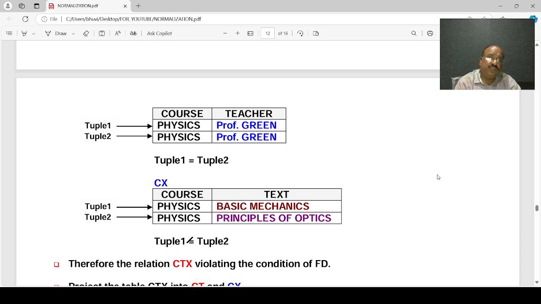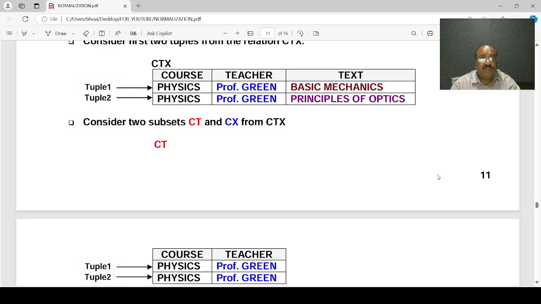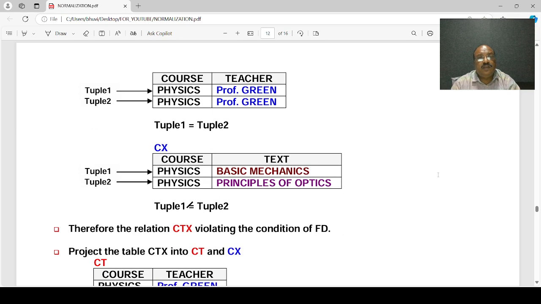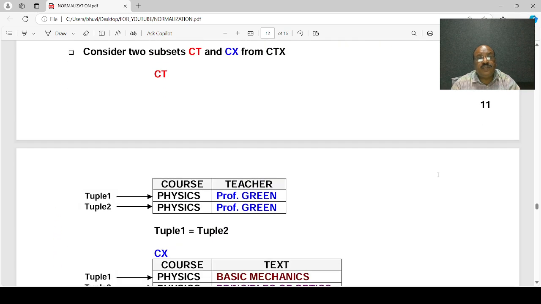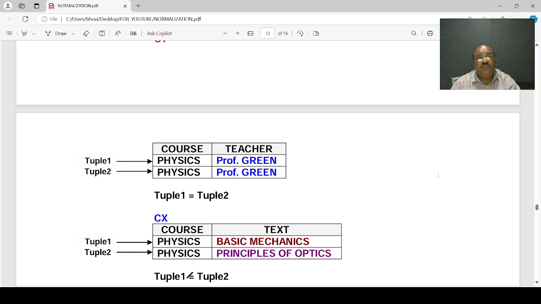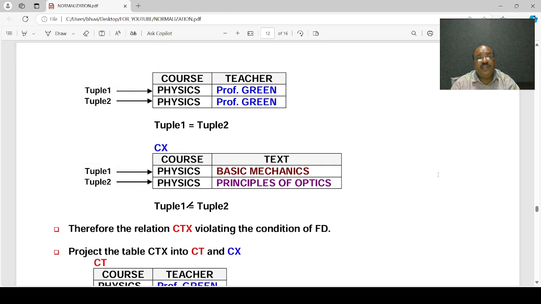I am inferring both subsets CX and CT from CTX, but one rule is applied for CT, and the same rule is not applied for CX. In subset CT, tuple 1 is equal to tuple 2: Physics Professor Green is equal to Physics Professor Green. But in CX, Physics Basic Mechanics is not equal to Physics Principles of Optics. But both CT and CX are inferred from CTX, which is violating the condition of FD. So FDs are not possible.